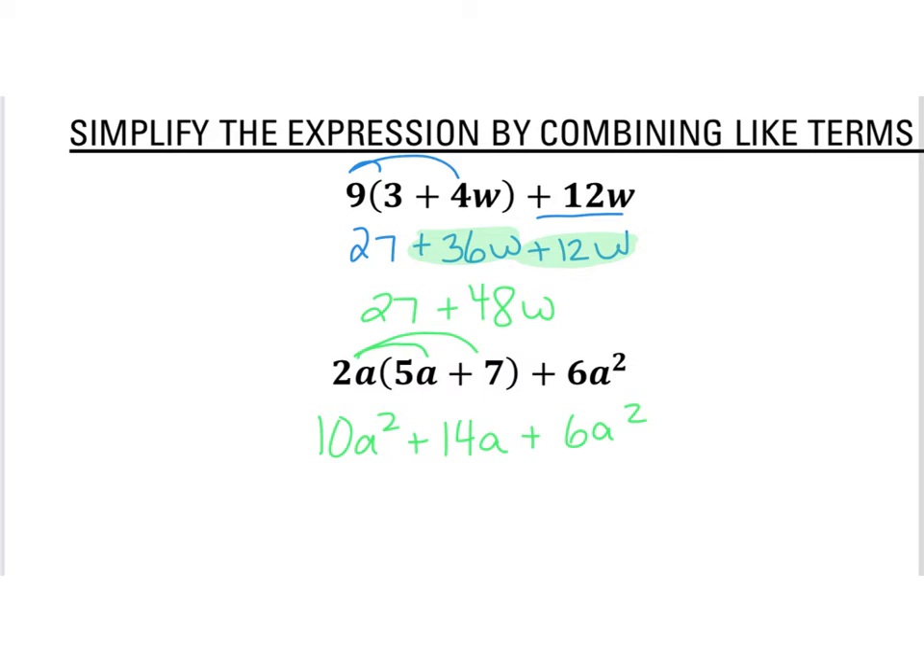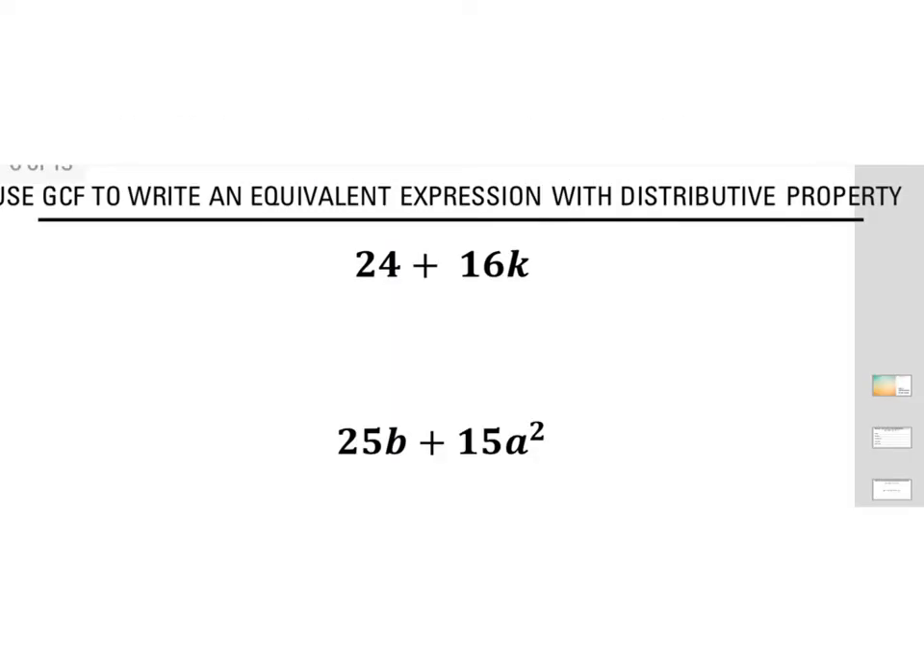So if I look, I've got a 10a squared, and I've got a 6a squared. So we'll combine those together, and that would give me a total of 16a squared. And then my 14a, we're just going to bring that guy down. And that is done.